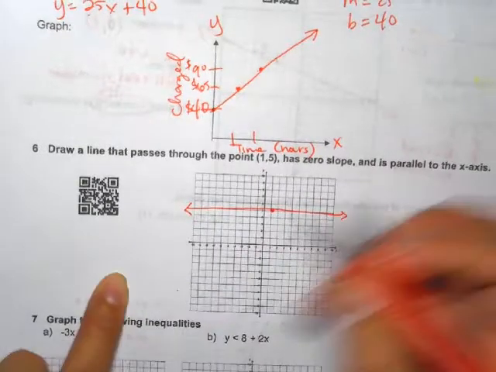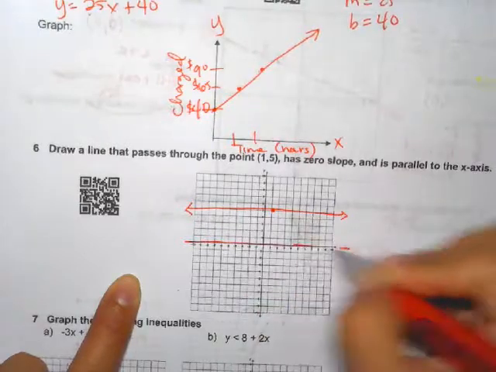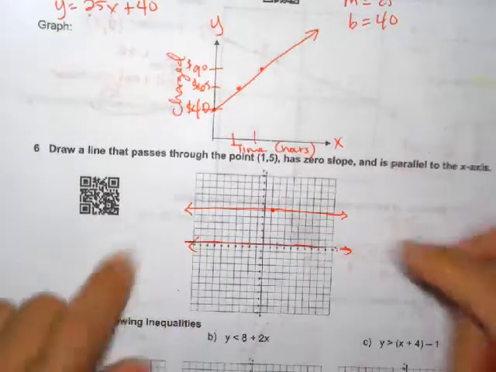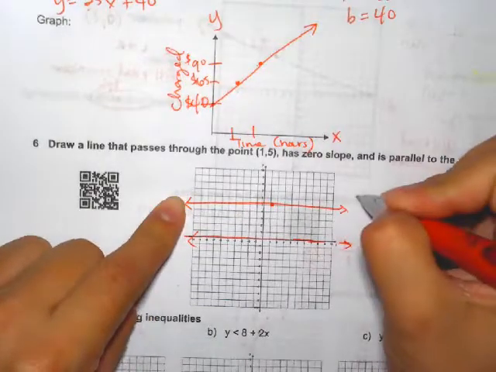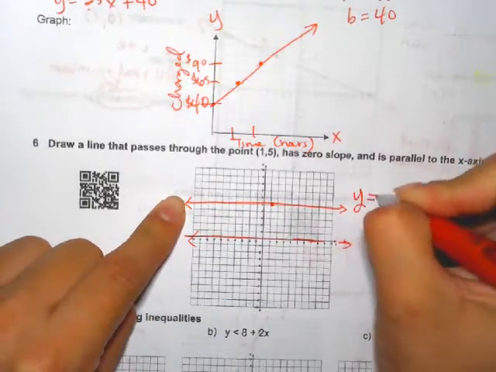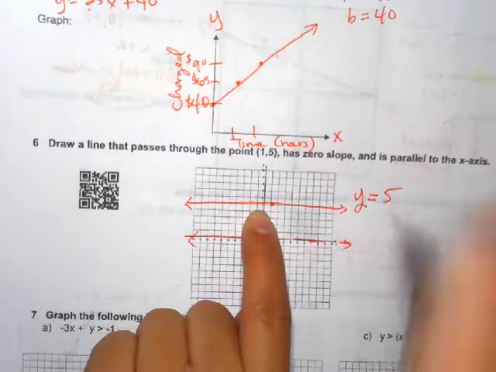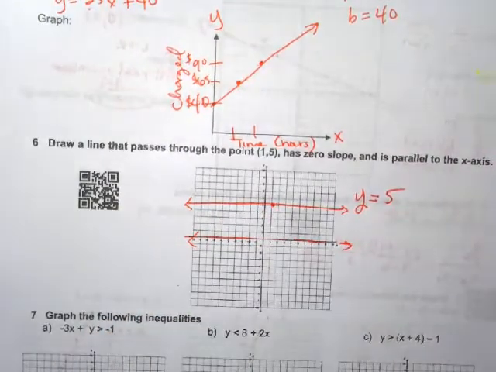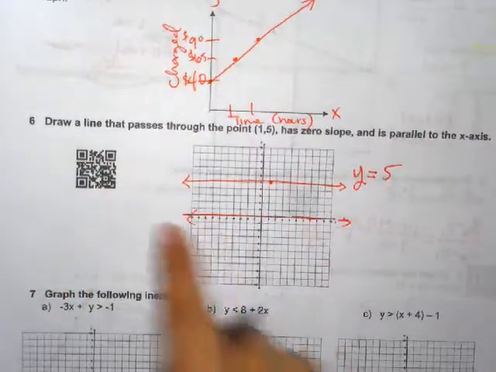And it is also parallel to the x-axis. This is the x-axis. I'm just tracing it over. And see how they're parallel? They don't intersect. So this is a horizontal line, and the equation for a horizontal line is always y equals whatever is crossing at the y-axis, 5. If we would have drawn a vertical line, then it would be perpendicular to the x-axis.